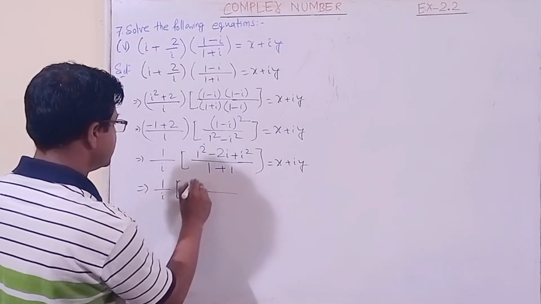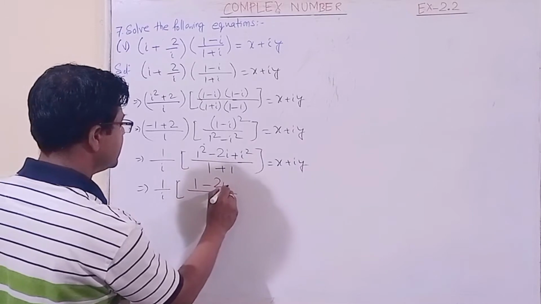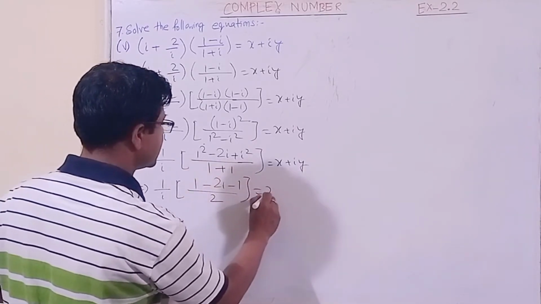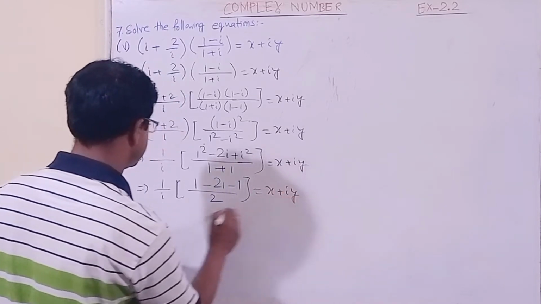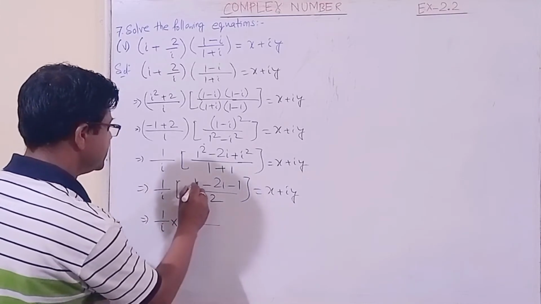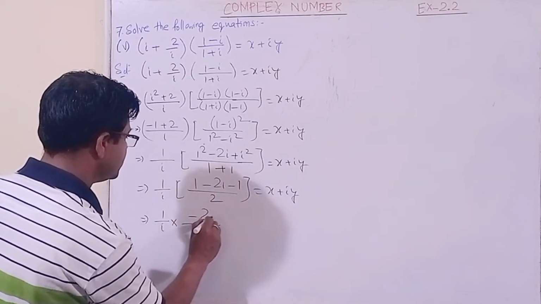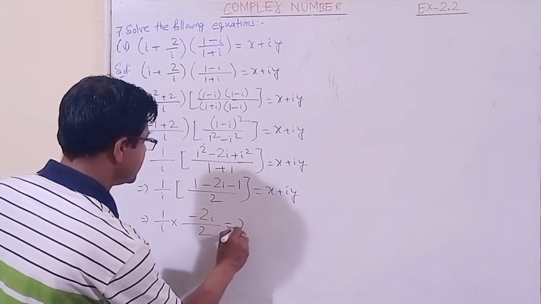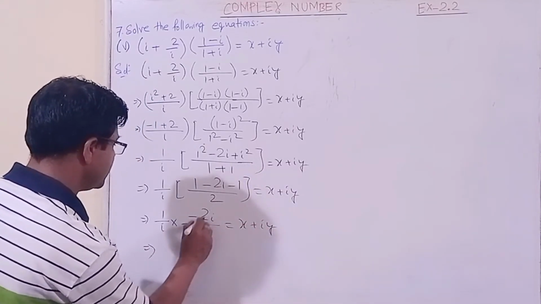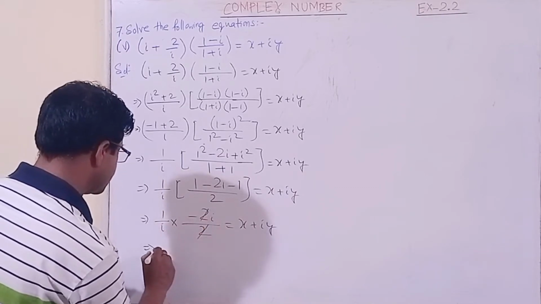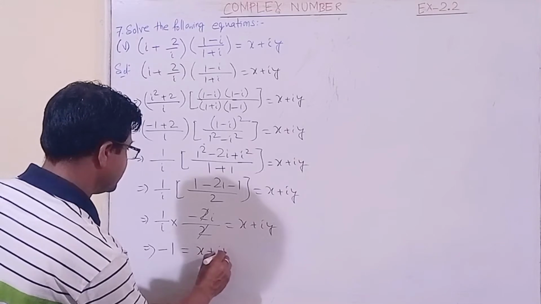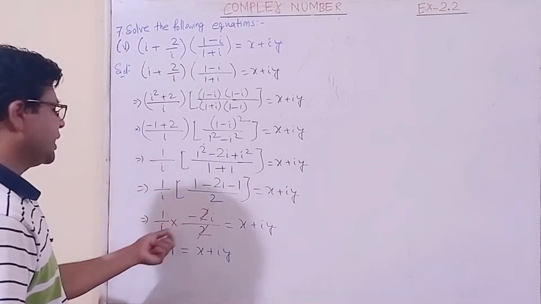Here we will see: 1 minus 2i, i square is minus 1, this is 2. x plus iy. This is a very simple sum. You can see now, 1 by i into this, the 1 will get cancelled. Minus 2i by 2 is equal to x plus iy. If we simplify further, 2 will get cancelled, i will get cancelled. So what is there? Only minus 1, x plus iy. The imaginary part is not there because i cancels.